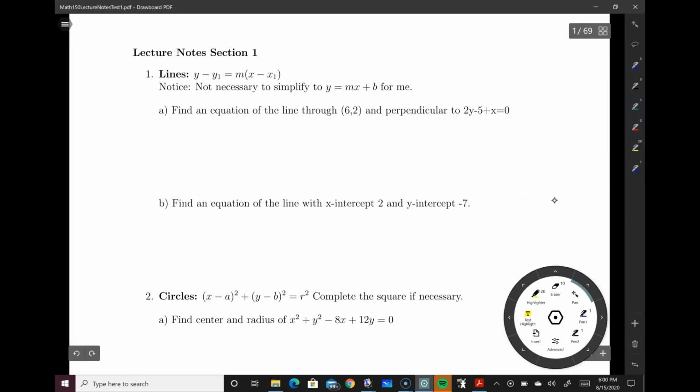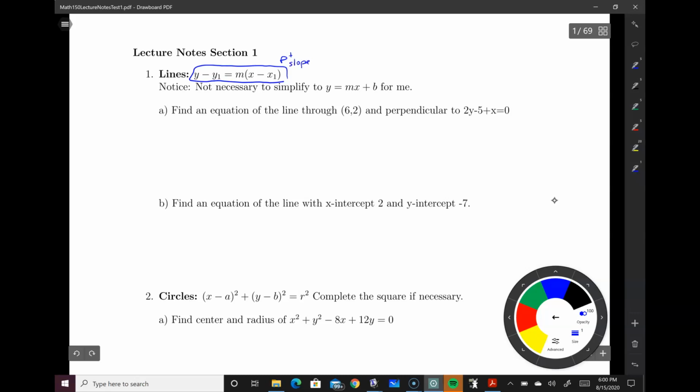All right, so let's begin. So we're going to start with finding an equation of a line. I really want you to know this equation, y minus y1 equals m times x minus x1. So this uses a point and a slope. That's going to be the situation we'll be in many times through this semester.